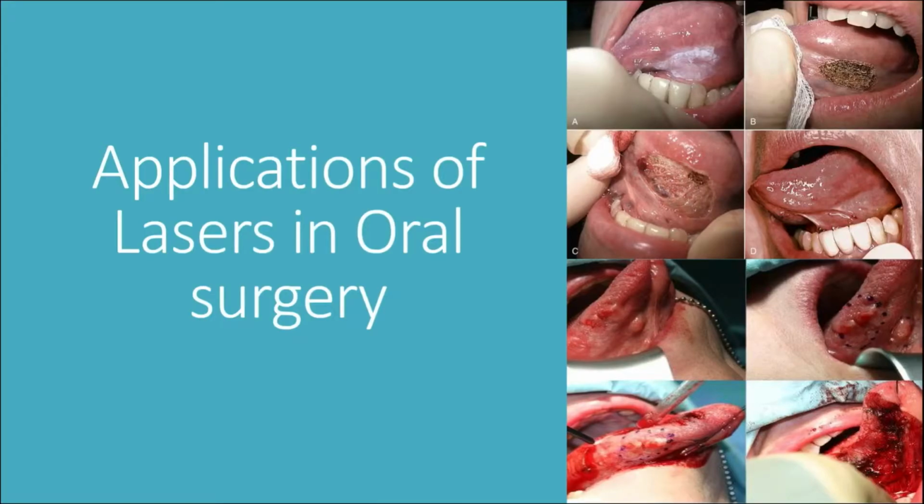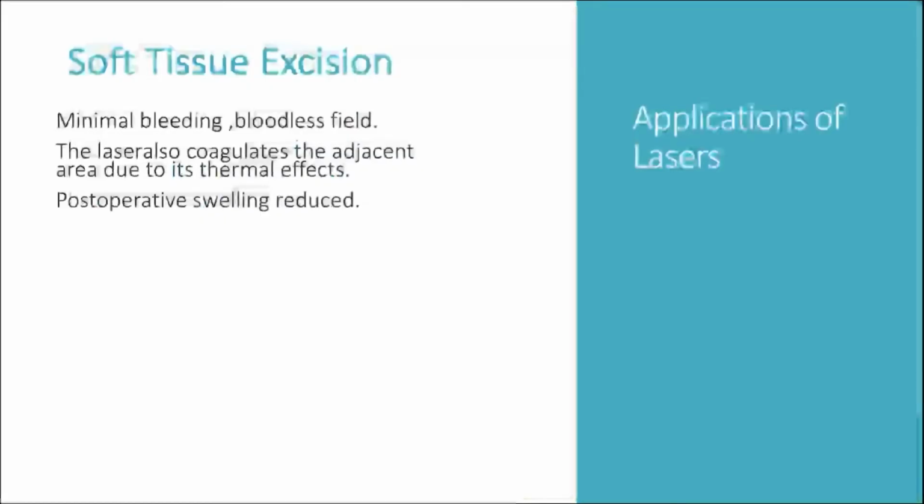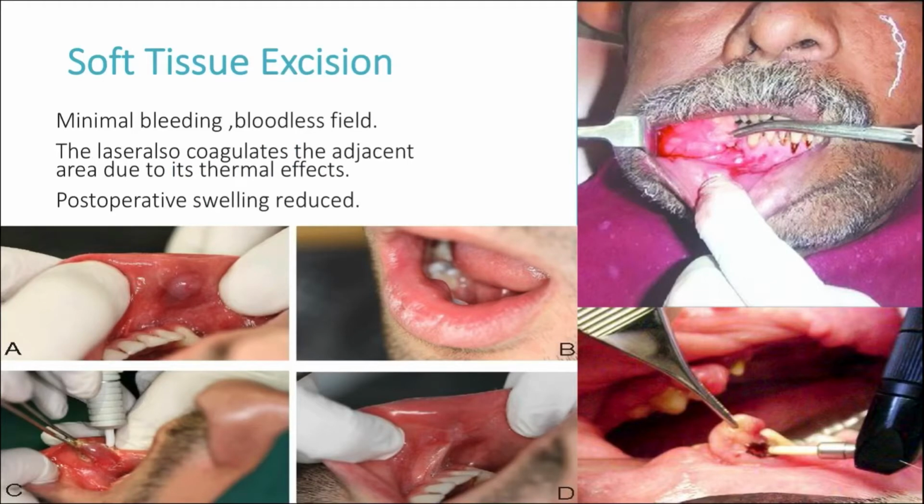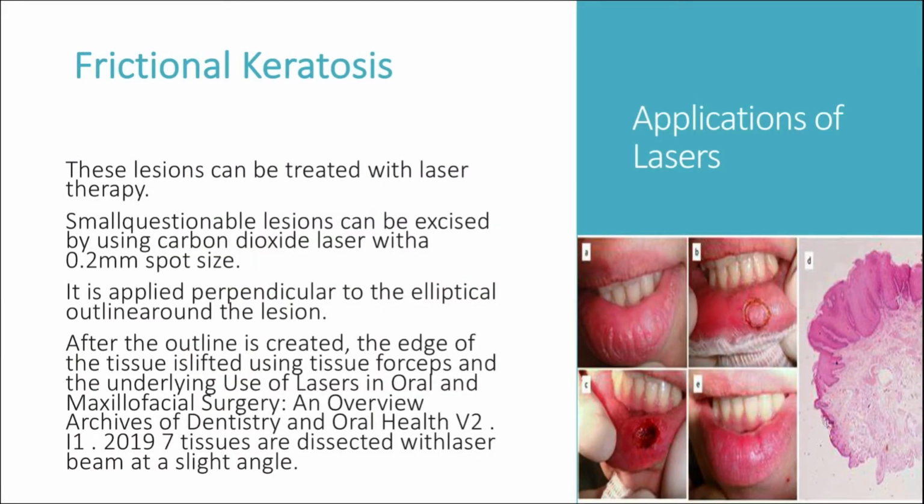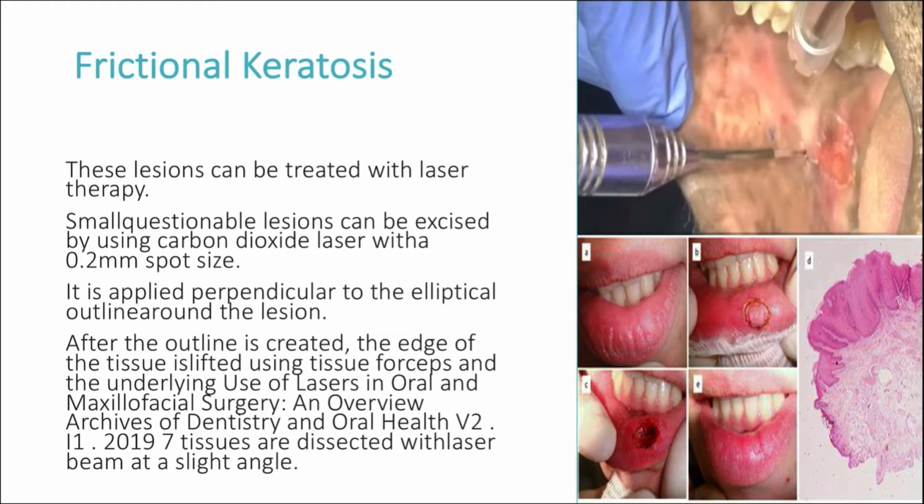Application of the laser in oral surgery. At first, soft tissue excision provides a bloodless field, and the laser coagulates the adjacent area due to the thermal effect, and post-operative swelling is also reduced. Frictional keratosis is a lesion that is treated with laser therapy, and we use a CO2 laser with a spot size of 0.2 millimeter. We put the tip of the laser perpendicular on the lesion and then outline.